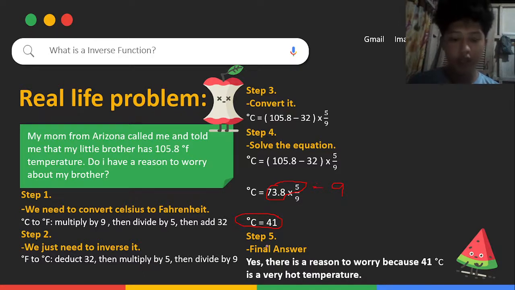So here is our final answer. Yes, there is a reason to worry, because 41 Celsius is a very hot temperature. So this is our final answer. I hope you understand.